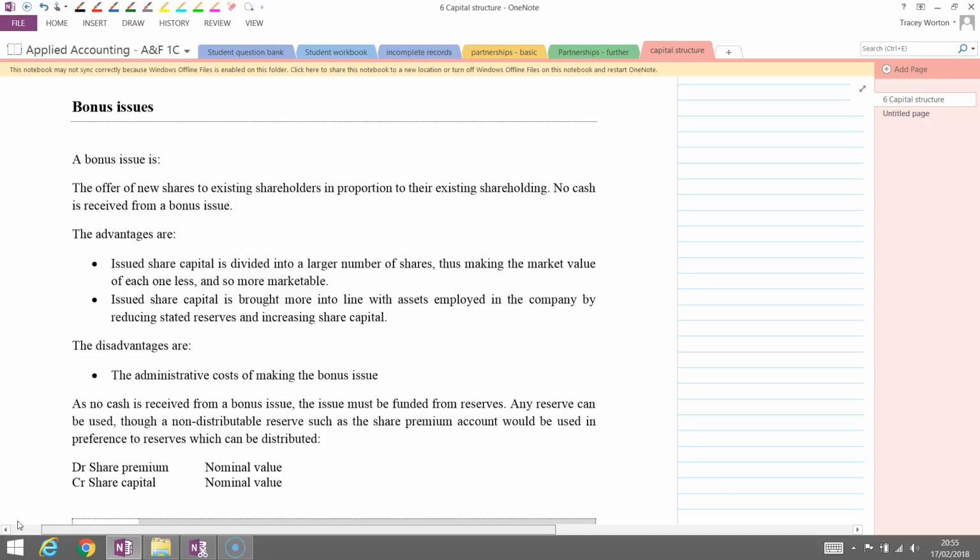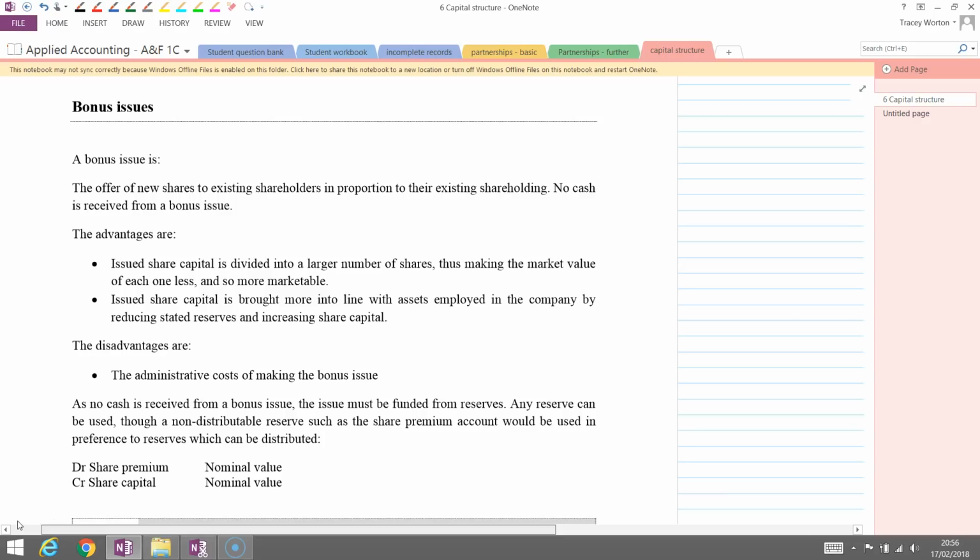So a bonus issue is where we offer new shares to existing shareholders in proportion to their existing shareholding, exactly the same way as a rights issue. However, in this instance, no cash is actually received from the bonus issue.